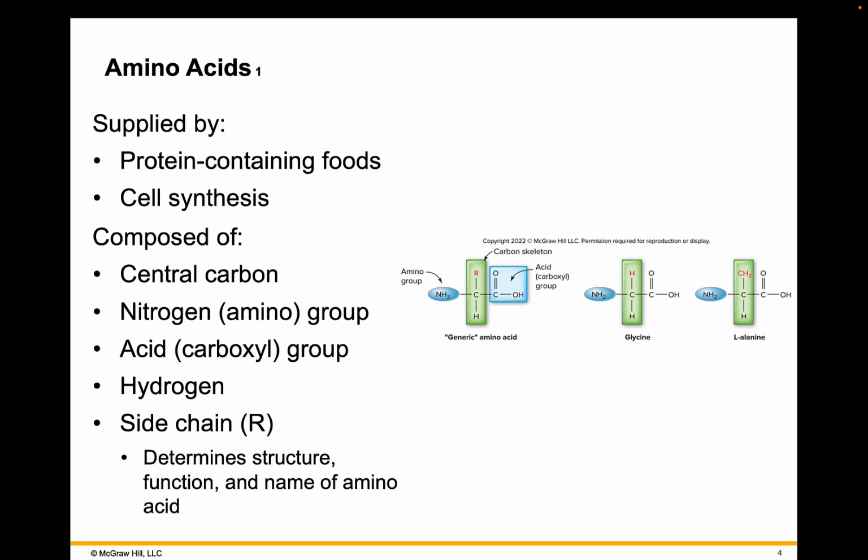Now, when we look at the chemical structure of amino acids, this is really important. We're going to have a central carbon, and there also is going to be a group where the nitrogen is, and that is the amino group. Think of the N in amino to stand for the nitrogen. We're talking about amino acids, so there also has to be an acid group, and that's going to be the carboxyl group. Of course, as usual, we're going to have hydrogen, but what really is going to set amino acids apart is what we will refer to as the side chain or the R group. This will actually determine the structure, function, name, and really the identity of that particular amino acid.